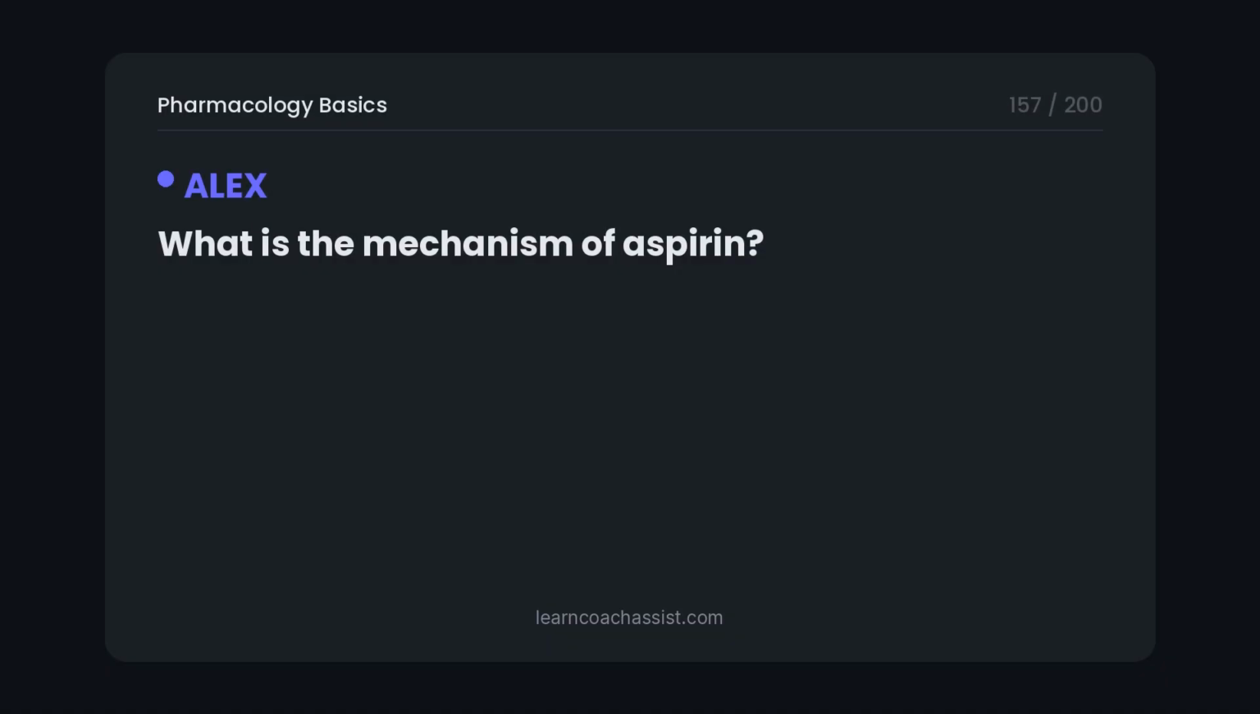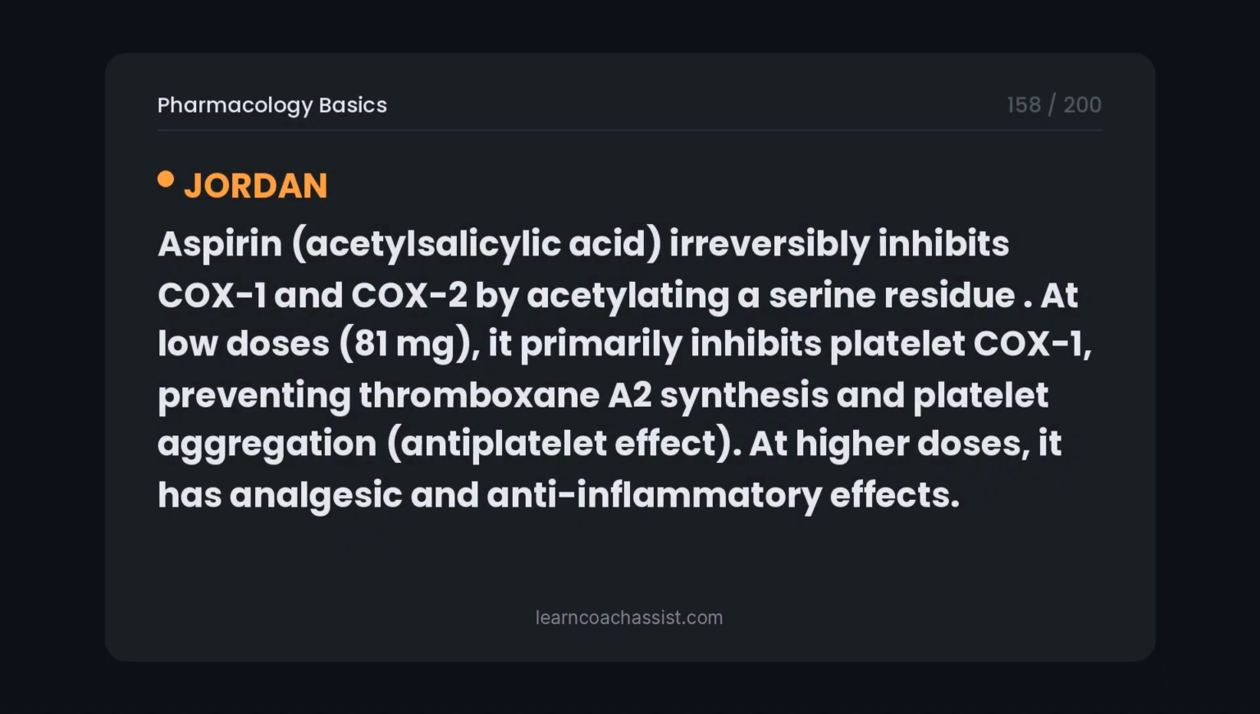What is the mechanism of aspirin? Aspirin, acetylsalicylic acid, irreversibly inhibits COX-1 and COX-2 by acetylating a serine residue. At low doses, 81 mg, it primarily inhibits platelet COX-1, preventing thromboxane A2 synthesis and platelet aggregation, an antiplatelet effect. At higher doses, it has analgesic and anti-inflammatory effects.